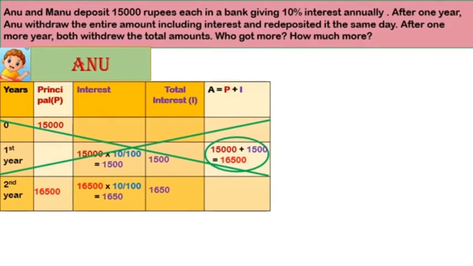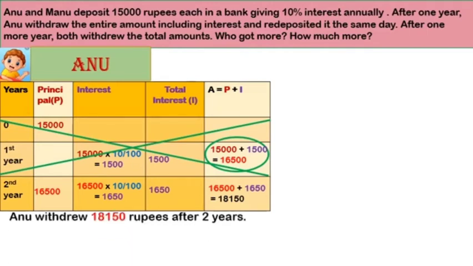So interest is equal to 16,500 into 10 divided by 100, that is 1,650 is the interest. Then how much is the amount? Total amount is 16,500 plus 1,650, it is equal to 18,150. Clear? The amount Anu got is 18,150.